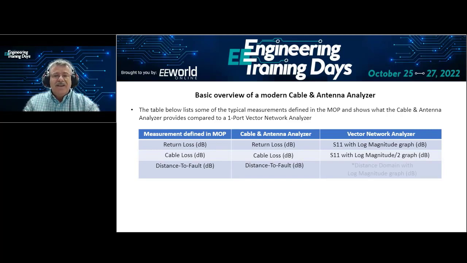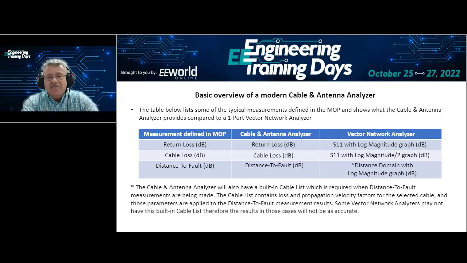On a vector network analyzer, it's distance domain with a log magnitude graph. So you have to change the domain from a frequency domain to a distance domain and set the graph type correctly. But then there's another catch. The cable antenna analyzers have built-in cable lists. And the typical cable list is going to have the more common cables that are used out in the field. I think our Site Masters have like 237 cables built in.